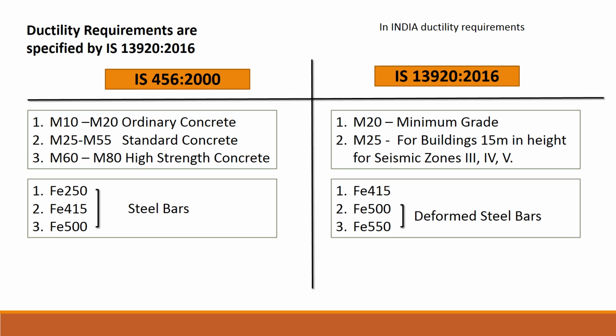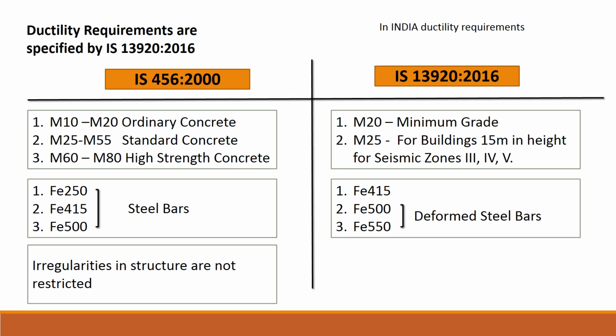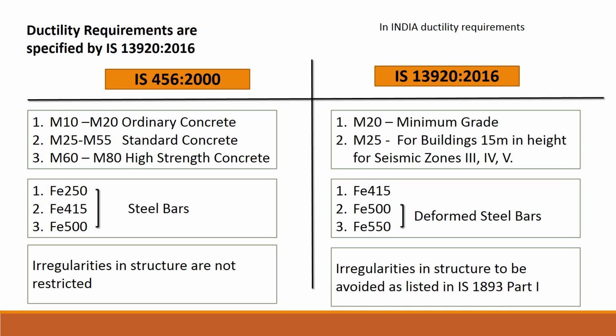In IS 456 no irregularity restrictions are placed on the structural design. In IS 13920 there are irregularities that are to be followed in the structural design, and this has to do with the classification given in IS 1893, which we have to study parallelly with IS 13920, wherein the structural irregularities are regulated and avoided.